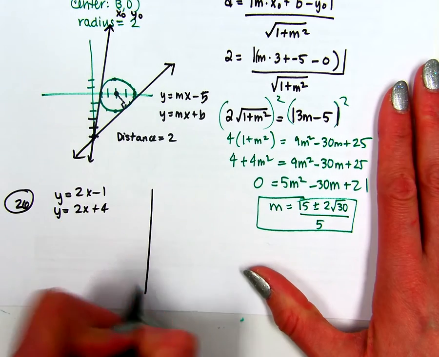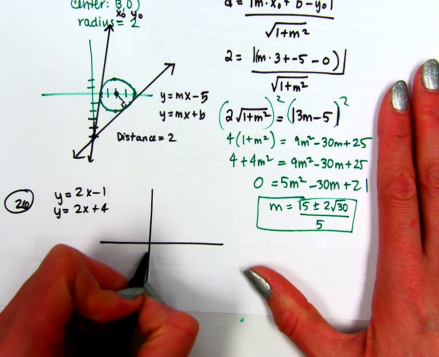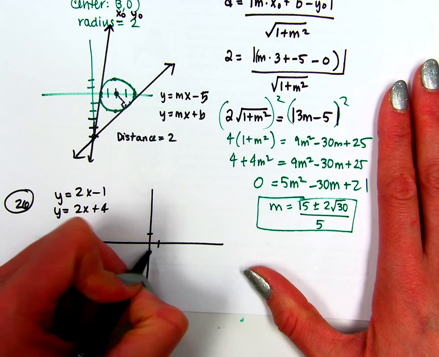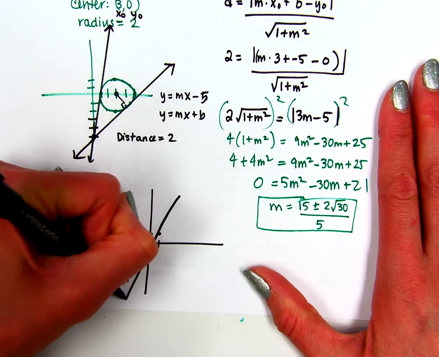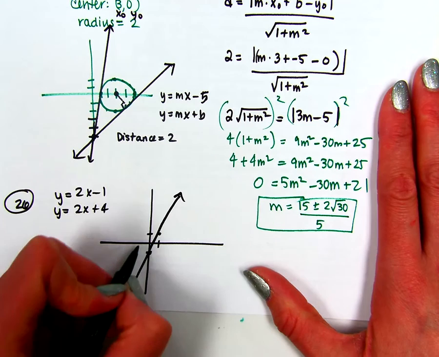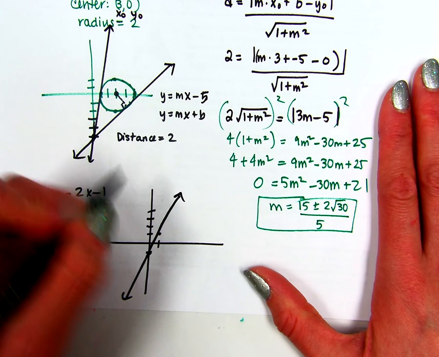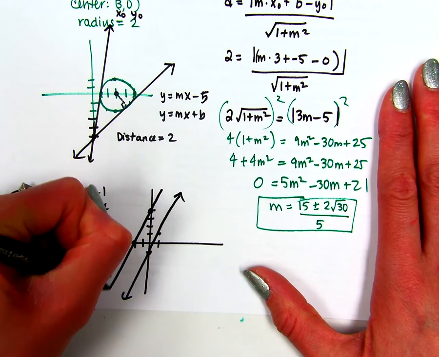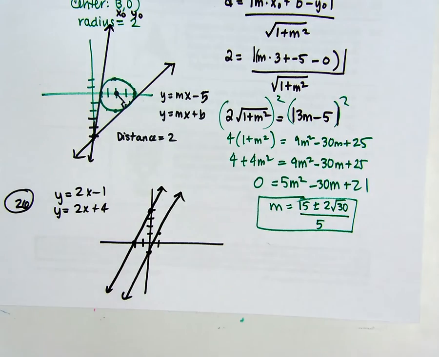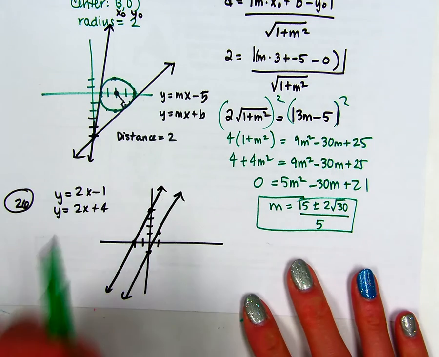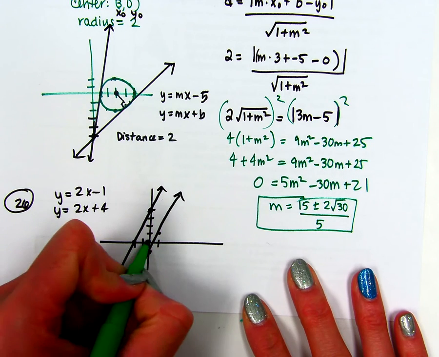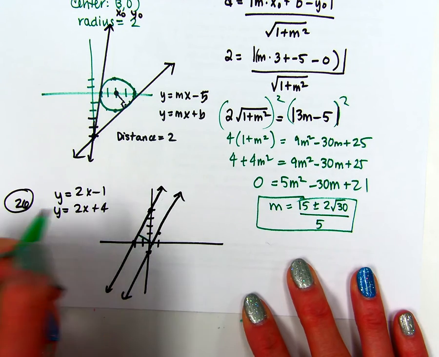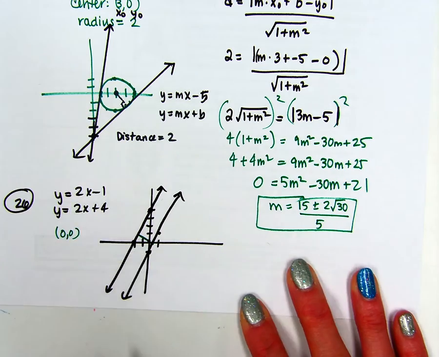All right, so 2x minus 1 would start at negative 1. It would go up 2 and over 1. All right, so there's line 1. And line 2 would have the same slope, but it would go over here. All right, so it says find the distance between the origin and each line. So that's an easy thing. We're going to find this distance, and we're going to find this little tiny distance. The origin's obviously 0, 0. So let's just start with this one.